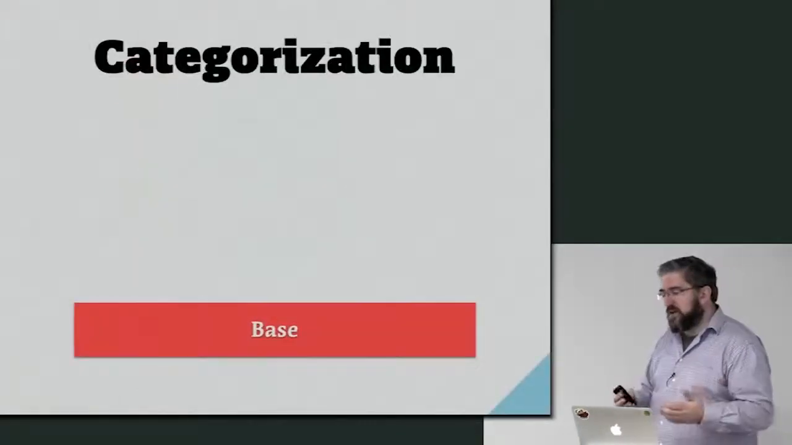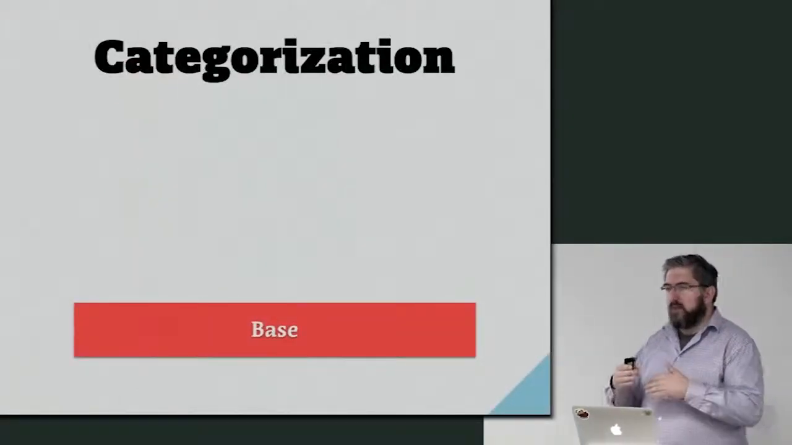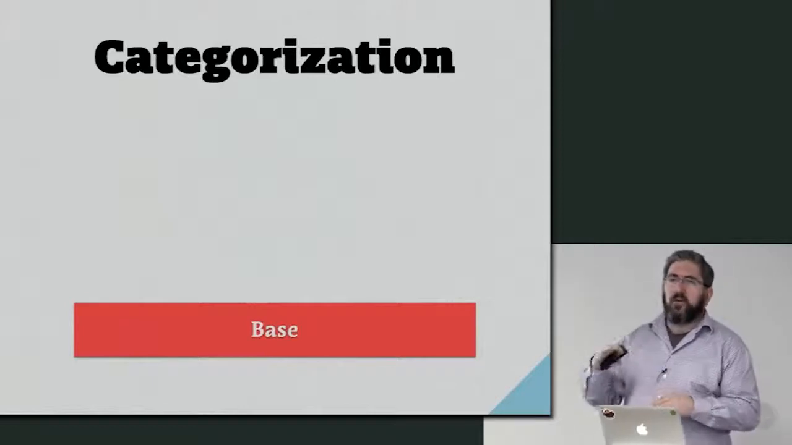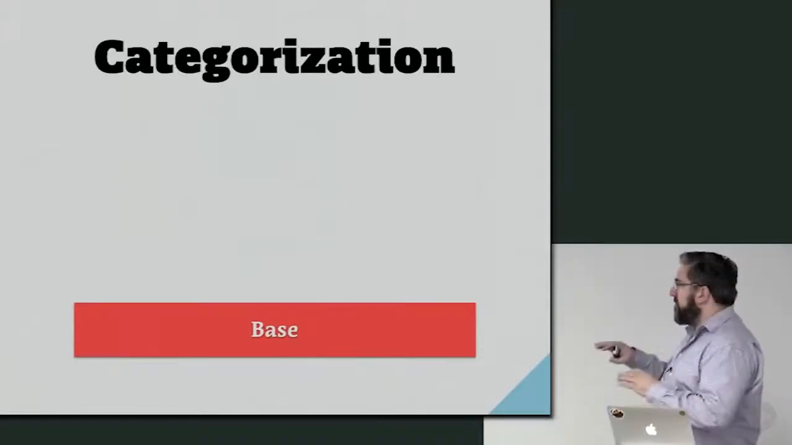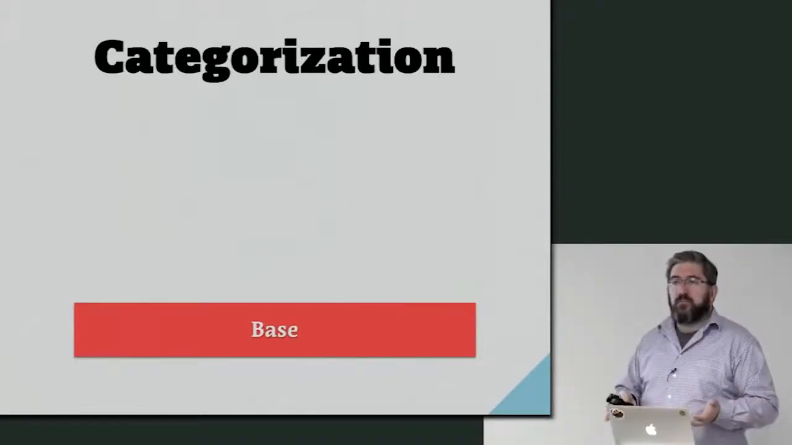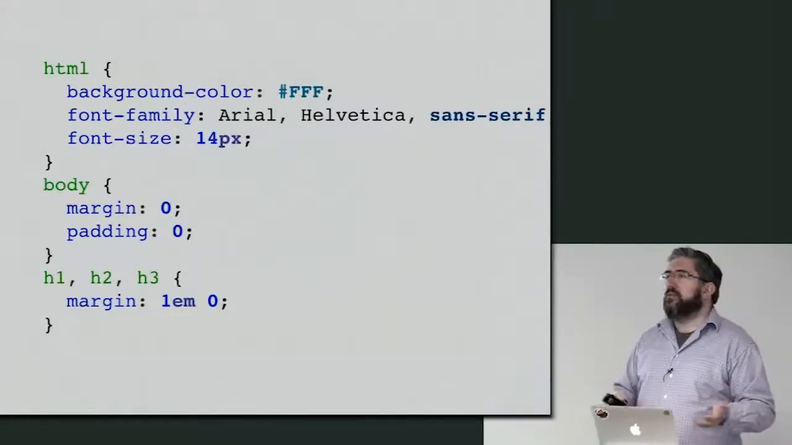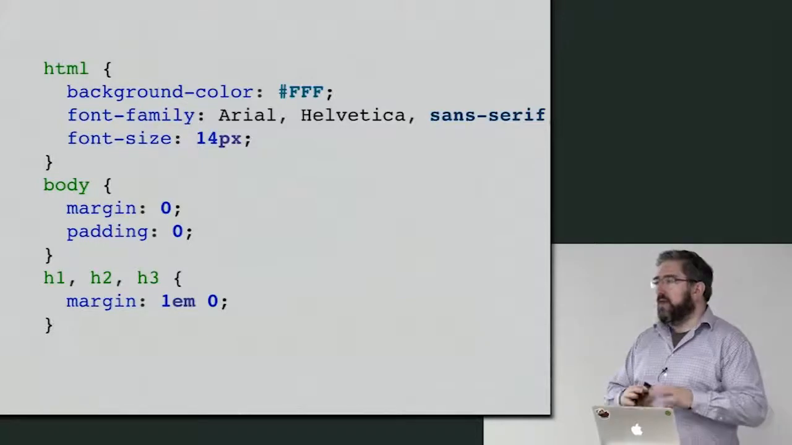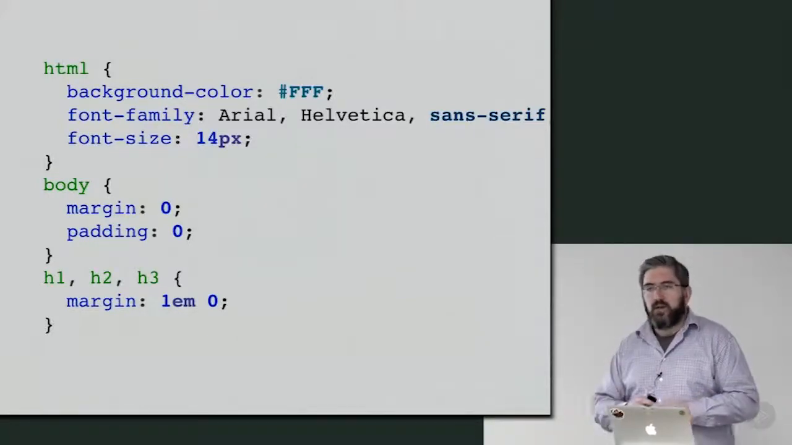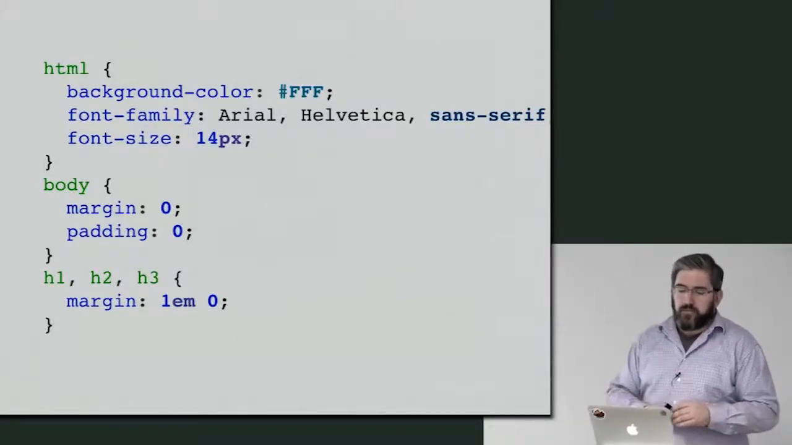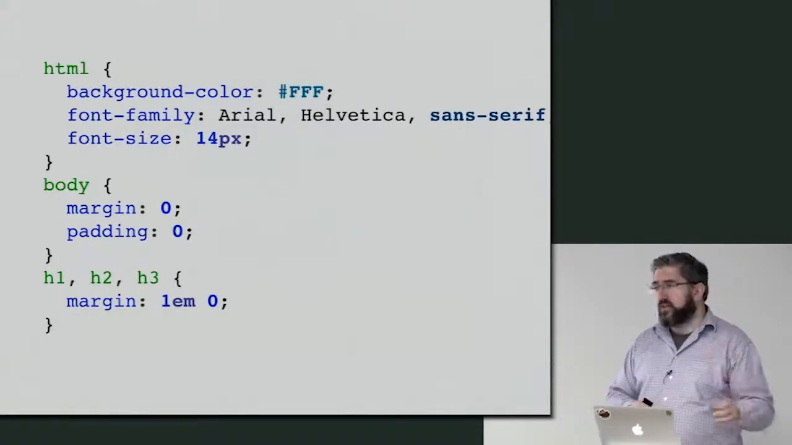So when it comes to categorization, I identified 5 categories. The beginning of which is base styles. Base styles are just your regular element selectors. So nothing else, no classes, no IDs, just element selectors. So this might be your CSS resets, might be your normalize.